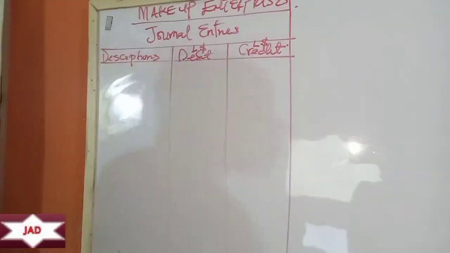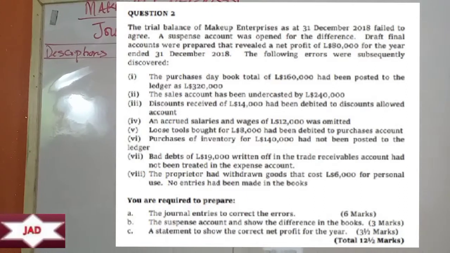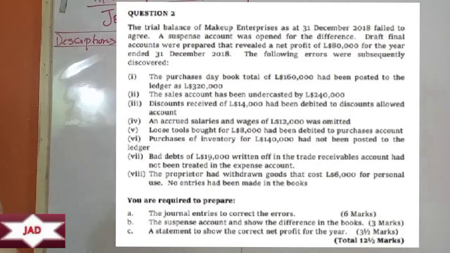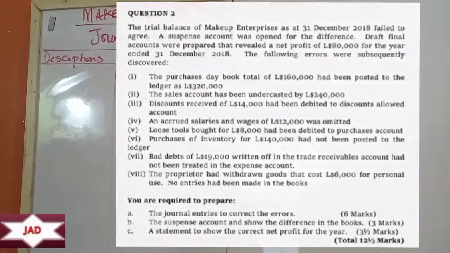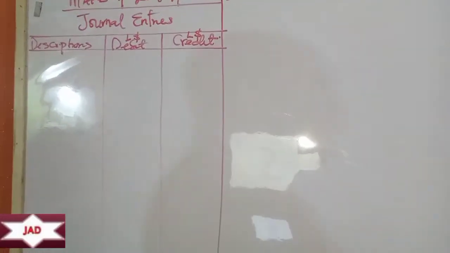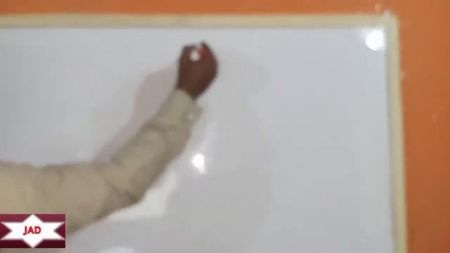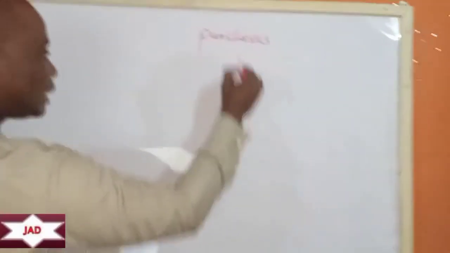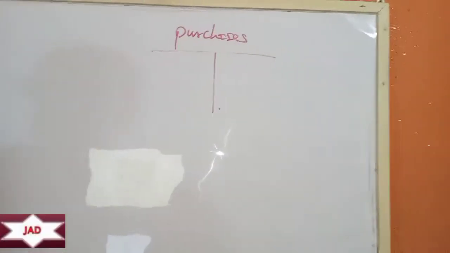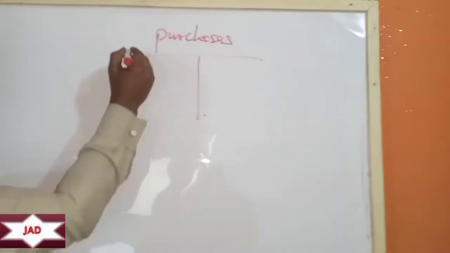Okay, so the first error says the purchase day book total of 160,000 Liberian dollars had been posted to the ledger as 320,000 Liberian dollars. Now remember, your purchase is a cost or an expense, so it's a debit balance. Let's test it here. So we have purchases. This is an expense, that is a debit balance. So usually your purchases day book, you transfer to the debit side of your purchases.